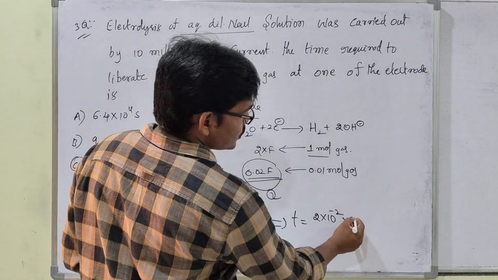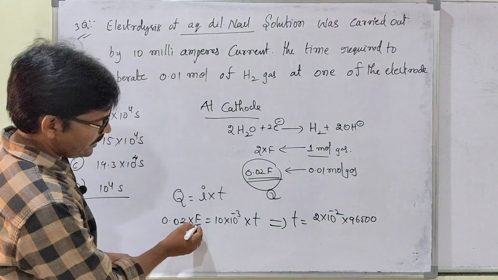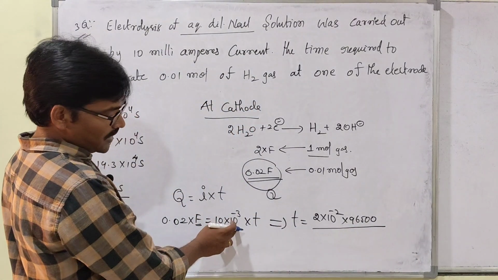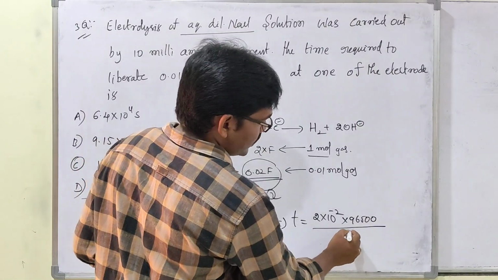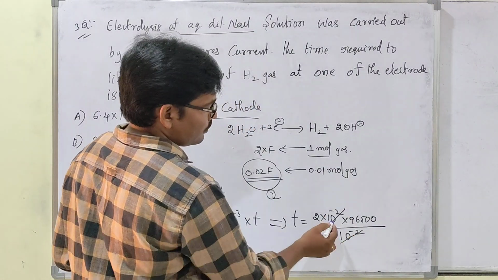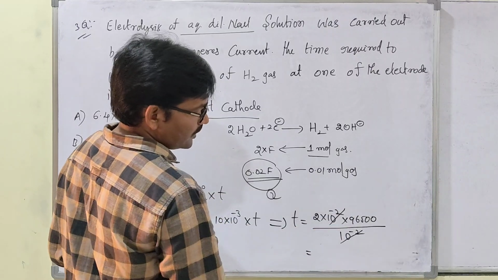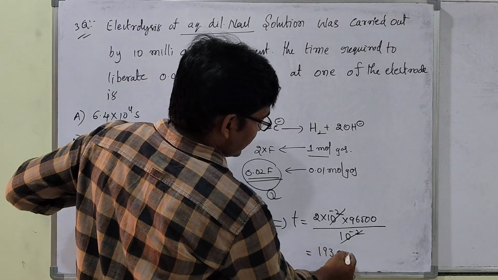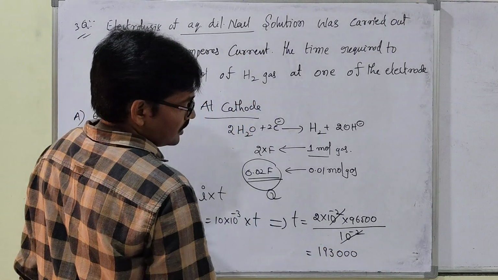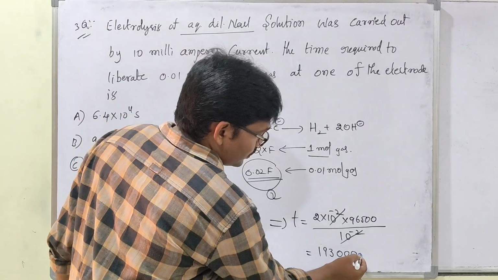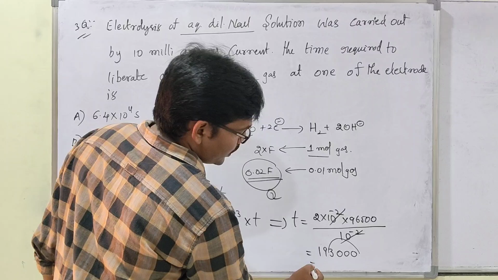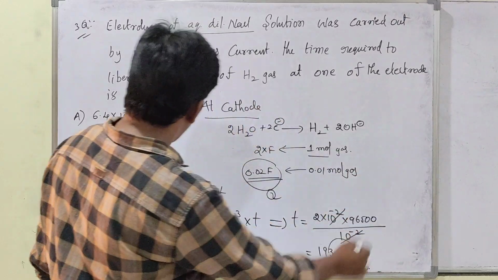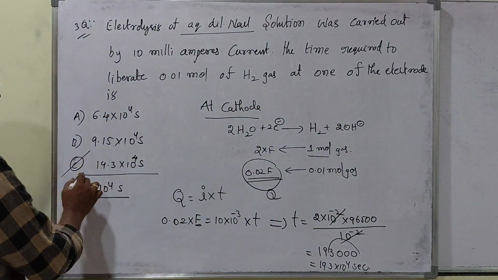with 1 Faraday equal to 96,500 coulombs, divided by 10 into 10 to the power of minus 2. The 10 to the power of minus 2 terms cancel. Then 2 into 96,500 coulombs gives 193 with zeros. Shifting the decimal point, you get 19.3 into 10 to the power of 4 seconds. So that is the answer, 19.3 into 10 to the power of 4 seconds.